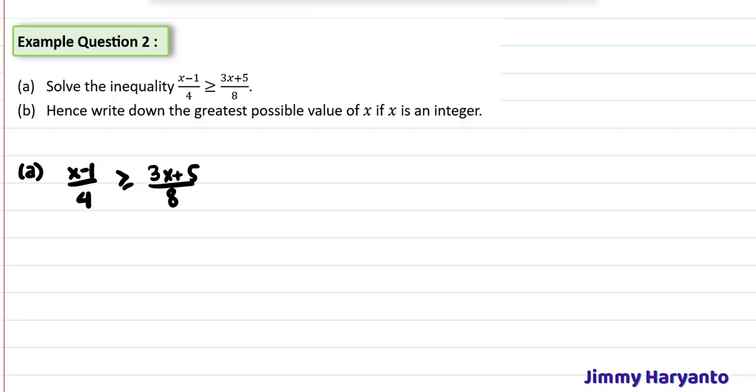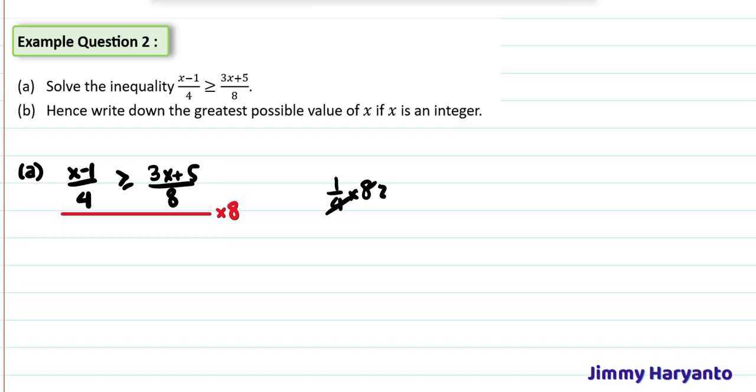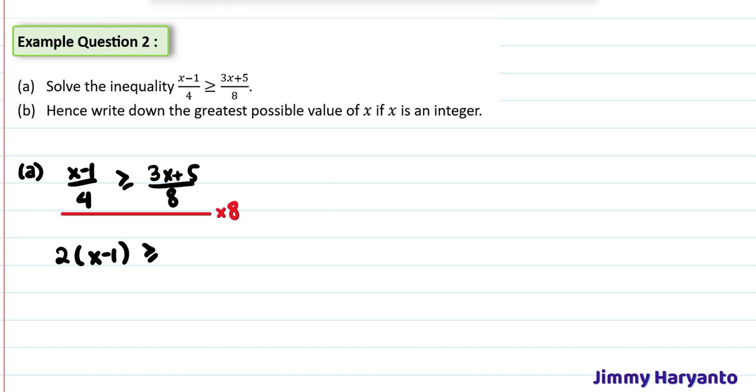So for this one, instead of cross multiplication, I will multiply them all by positive 8. Because I multiplied by positive 8, the sign will not change. So 1/4 times 8 equals 2, so 2 times (x - 1), greater than or equal to 1/8 times 8, which will be gone, so you will only have 3x + 5. So for this one it is 2x - 2 greater than or equal to 3x + 5.